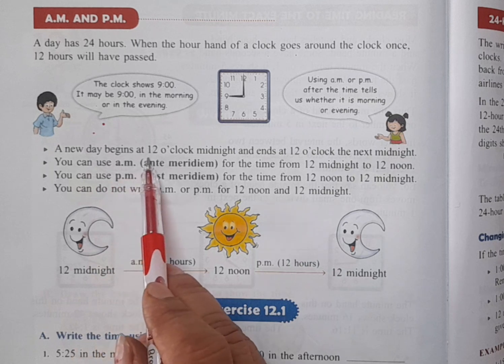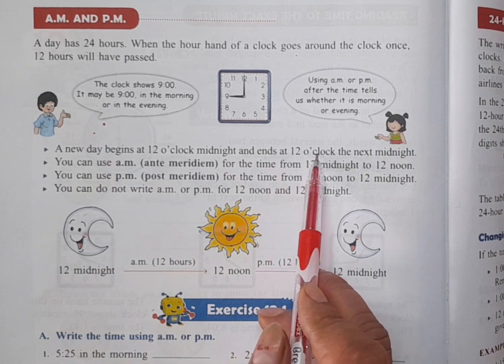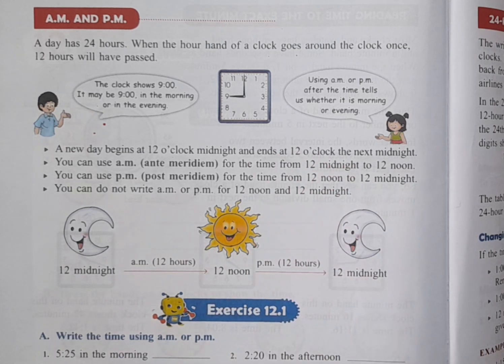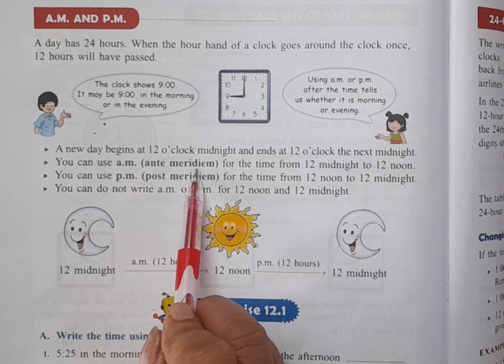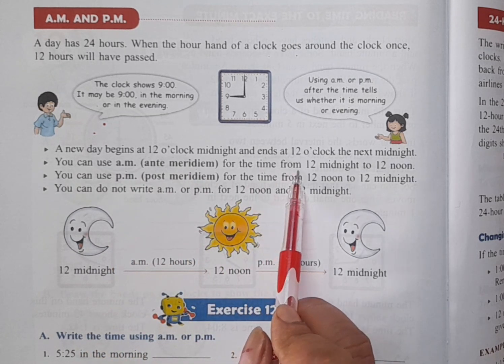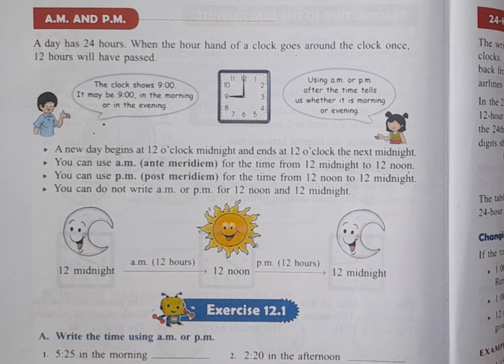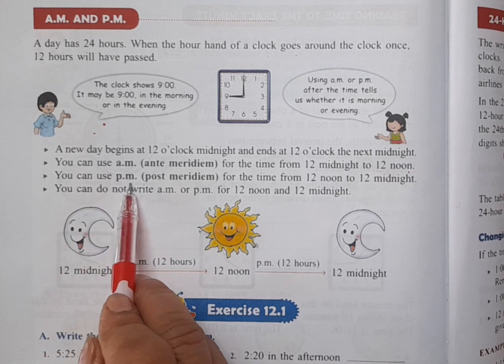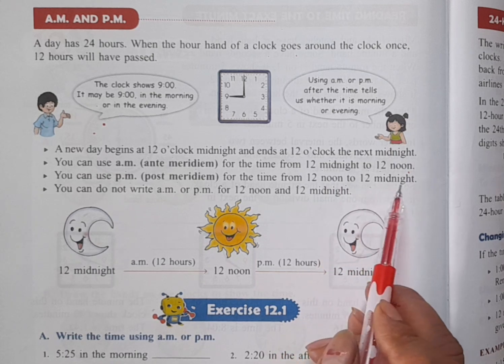A new day begins at 12 o'clock midnight and ends at 12 o'clock the next midnight. It means 12 hours of AM and 12 hours of PM, and then they complete the one day. You can use AM, ante meridiem, for the time from 12 midnight to 12 noon. The day starts from 12 midnight. And you can use PM, post meridiem, for the time from 12 noon to 12 midnight.